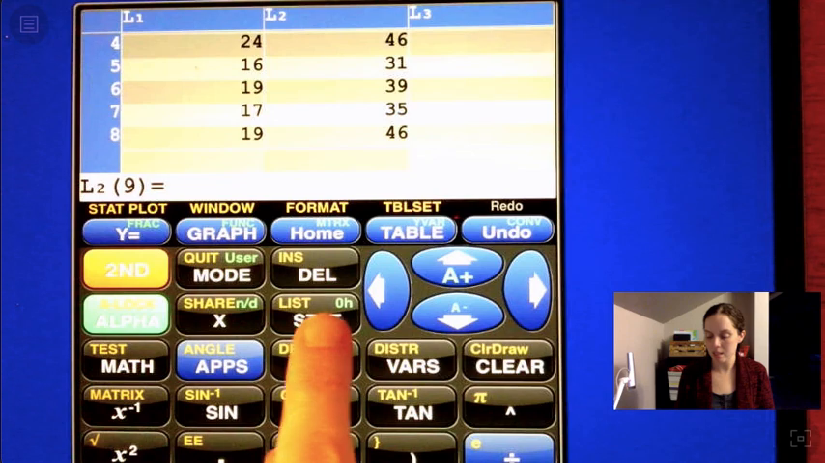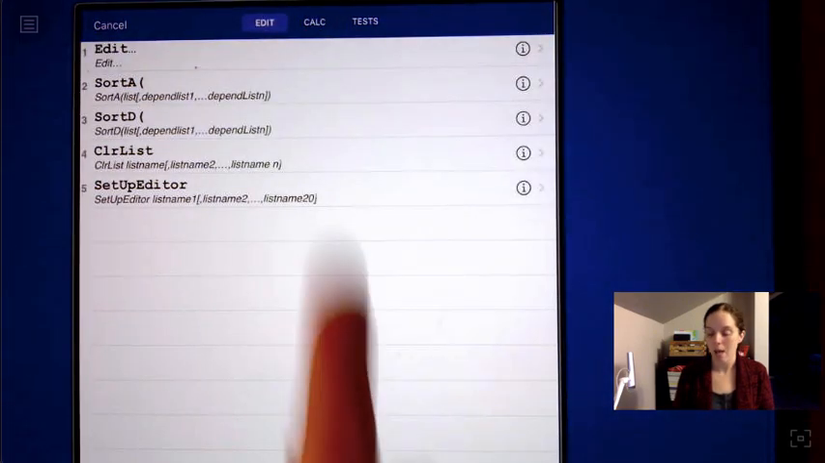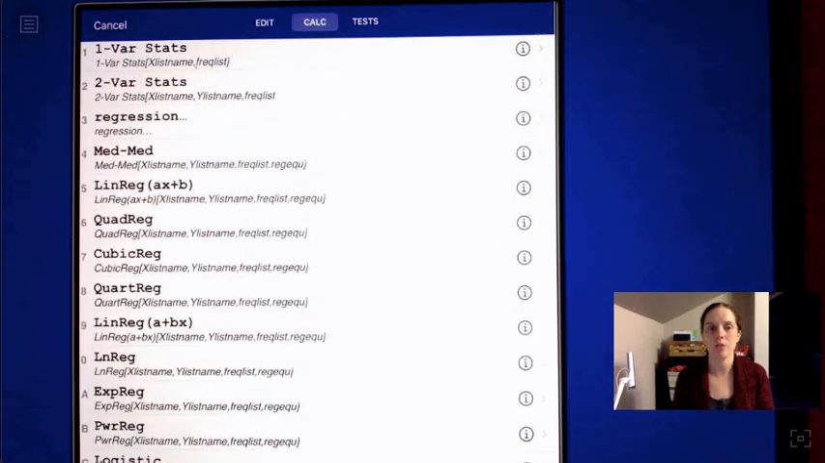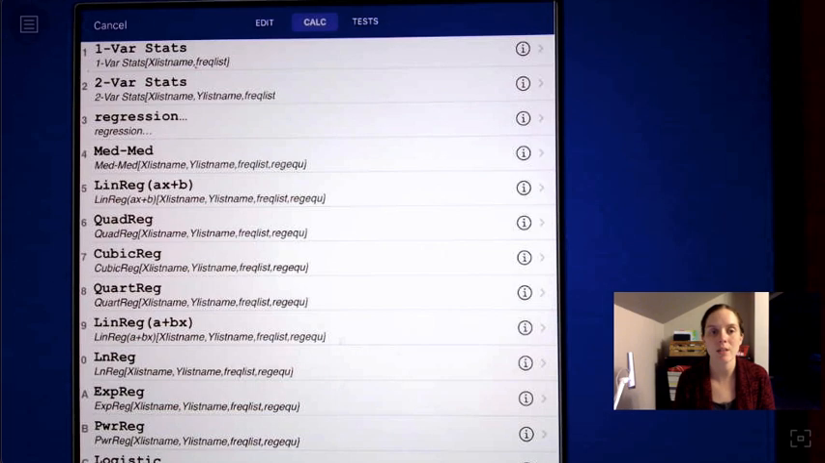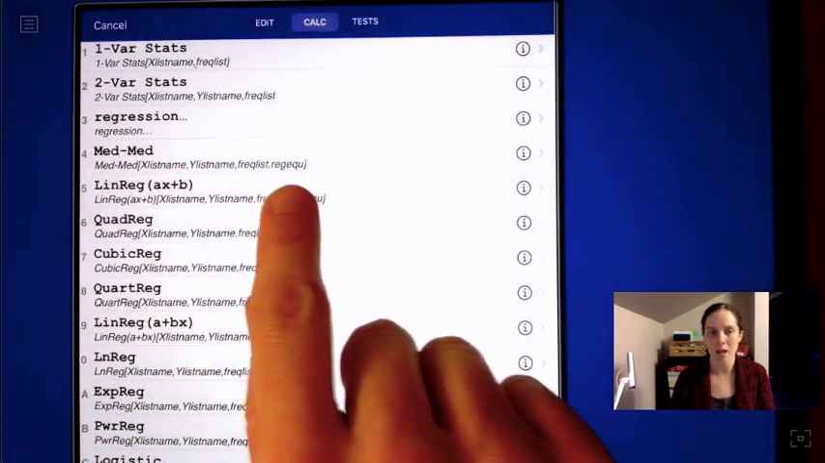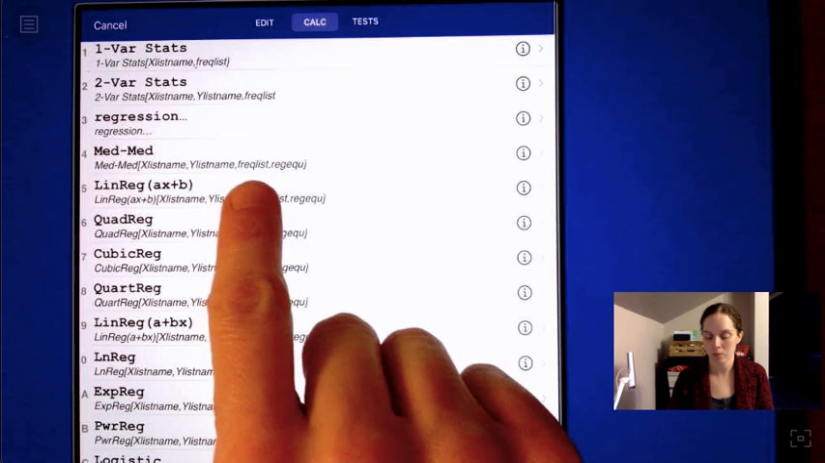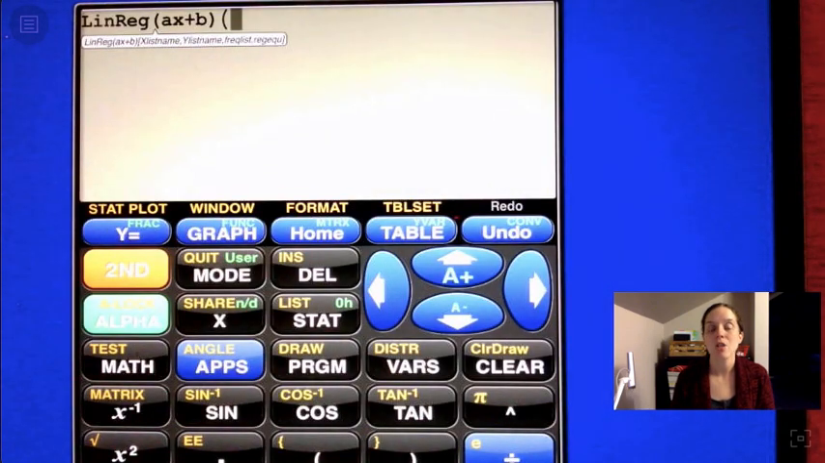Then again, we're going to go back to stat, and we're going to go over to calculate just like we did for standard deviation. But we're going to go down to number 5 now, linear regression. Okay, so you're going to tap on that. Just like before, you don't have to type anything in, even though it's asking you to type something in. Don't type anything, just hit enter.